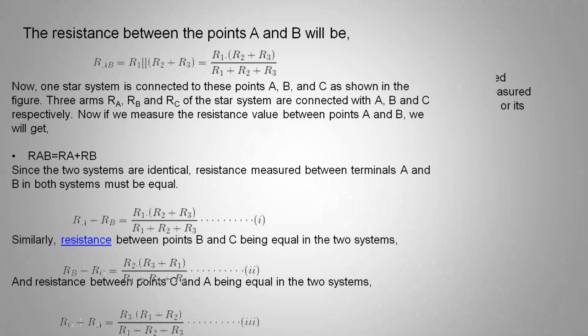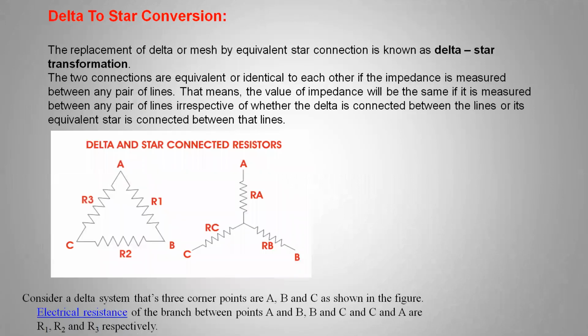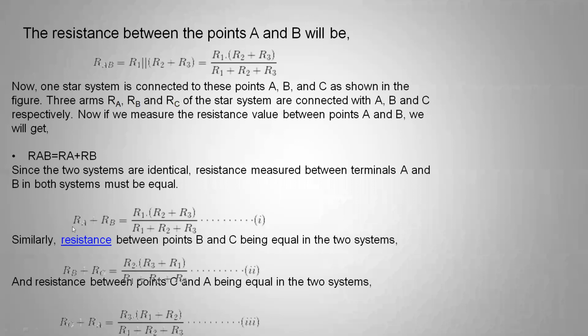So what is the resistance between A and B in the delta connection? R1 into R2 plus R3 by R1 plus R2 plus R3 is delta. In the star, it is RA plus RB. So both systems are equal. Equating them, RA plus RB is equal to R1 into R2 plus R3 by R1 plus R2 plus R3. All of it clear?